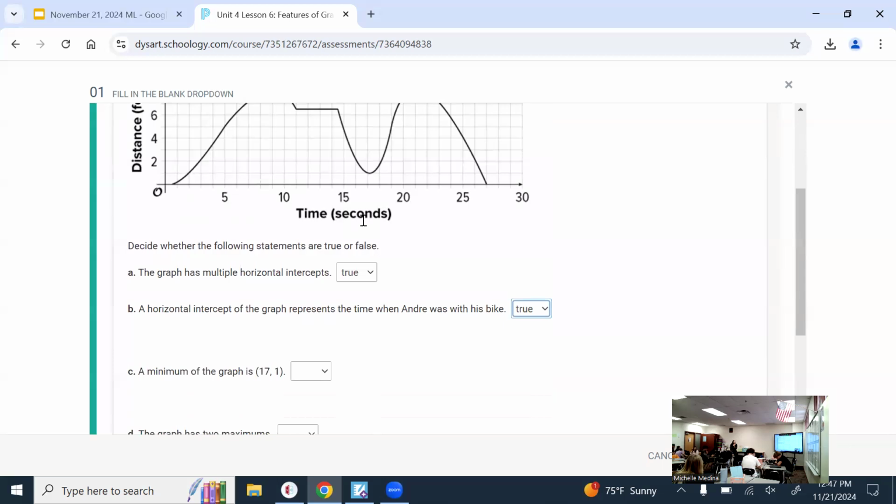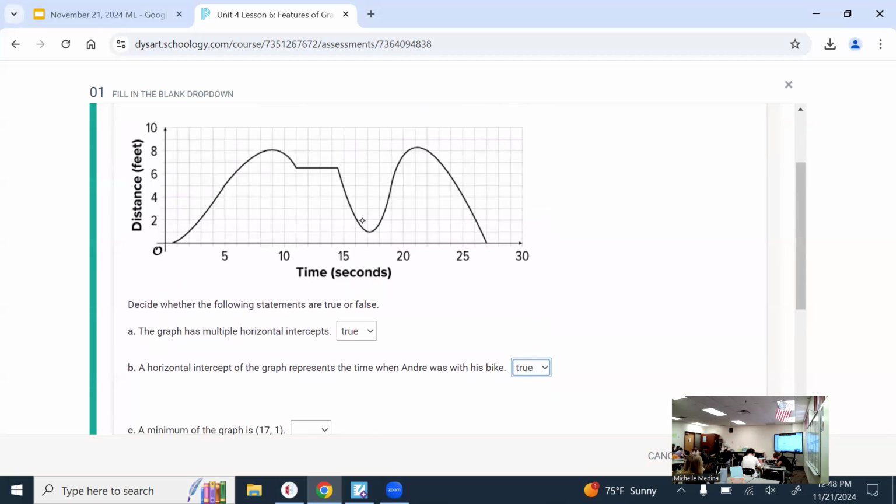A minimum of the graph is 17.1. First of all, when we say minimum, we're really just referring to the y, so I'm automatically thinking false just because of that. But 17.1 is here. And I wouldn't necessarily say that's a minimum, that's just a dip. Our minimum is when we're at a distance of 0, that's the smallest y value we could have. So I'm going to say no on that one.